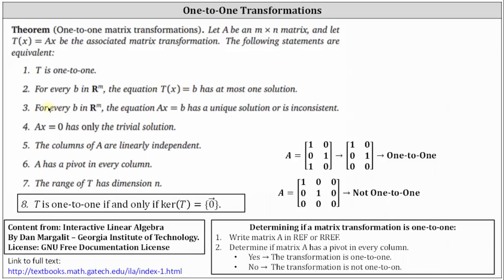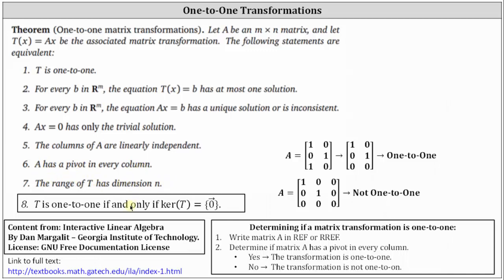T is one-to-one. For every b in R^m, the equation T of x equals b has at most one solution. For every b in R^m, the equation Ax equals b has a unique solution or is inconsistent. This is the same as saying there's one or no solution. Ax equals 0 has only the trivial solution. The columns of matrix A are linearly independent. Matrix A has a pivot in every column. The range of T has dimension n.